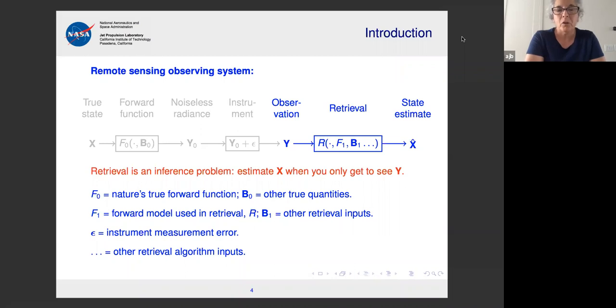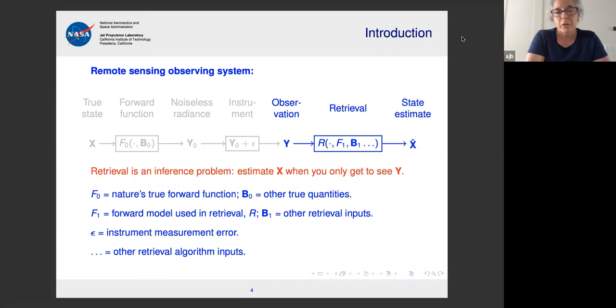Starting on the left, we start with a true state at some location and time, and it's likely a state vector. And nature has something called a forward function, which governs how that state transforms photons that come in from the sun and scatters them back out in the direction of the spacecraft. That produces something called a noiseless radiance, which, adding measurement error epsilon to that noiseless radiance, produces what the spacecraft would actually see, which we'll call the observation.